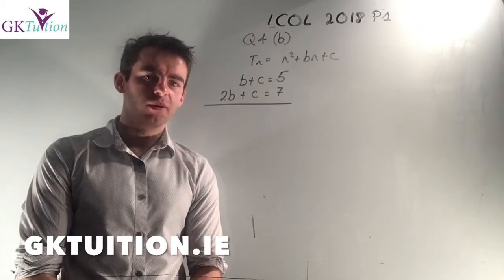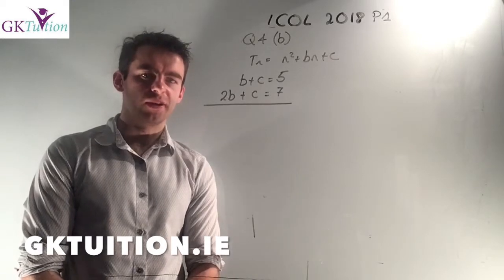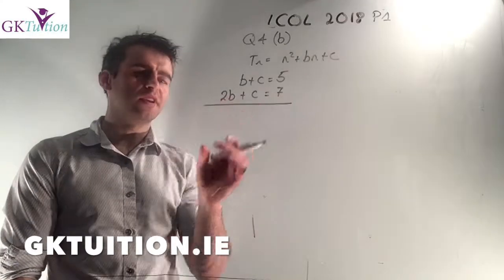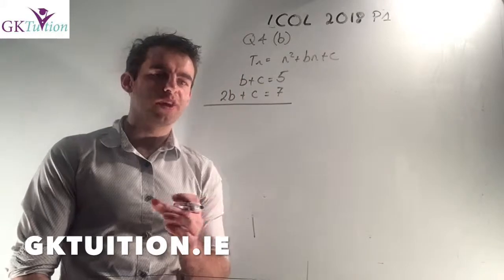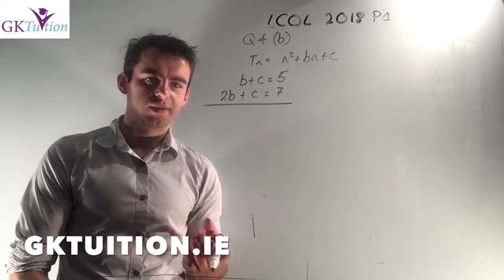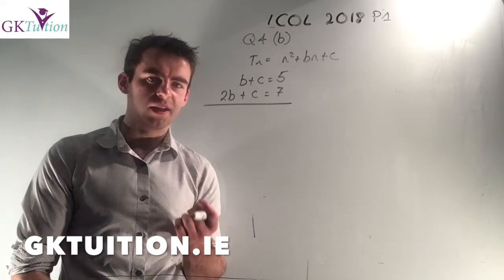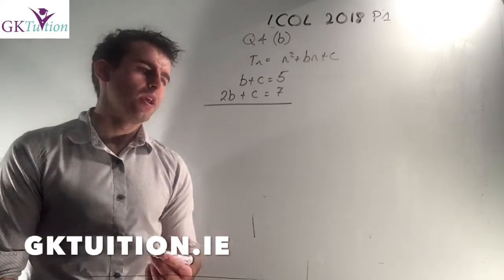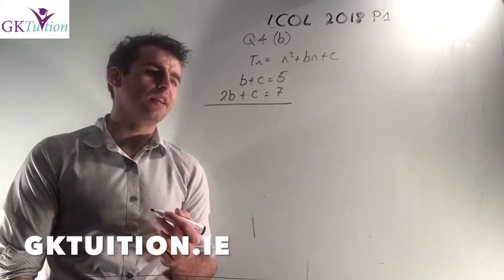Okay, so remember my goal here is to find the value of b and to find the value of c. I now have two very simple equations with b and c in them. So if I do a simultaneous equation, I'll be able to find the value of b and the value of c. In this case, I'm going to try and get rid of my c's.